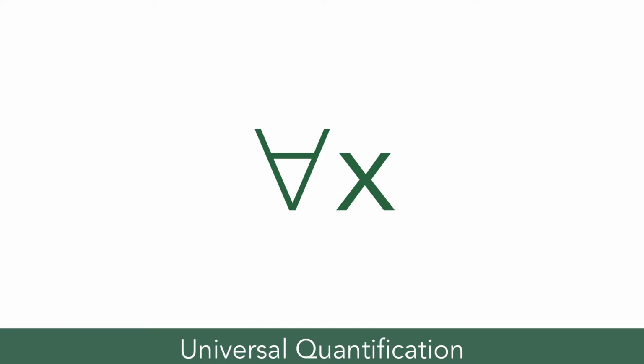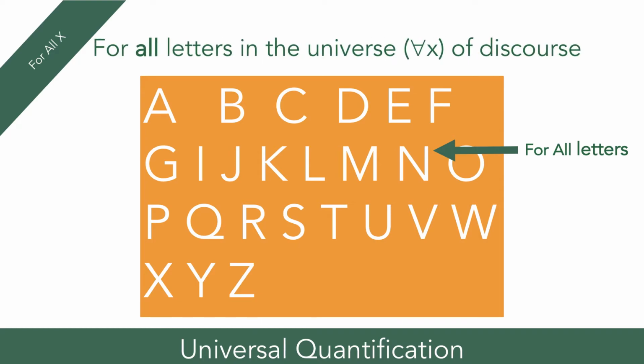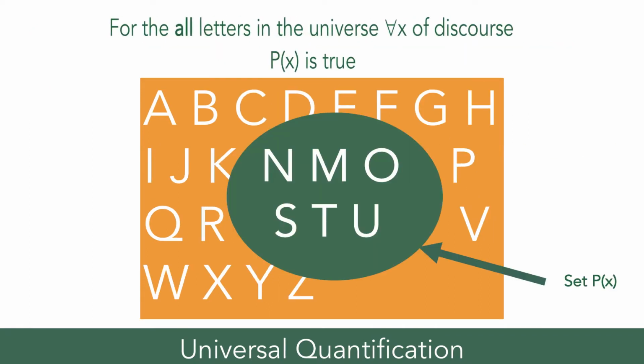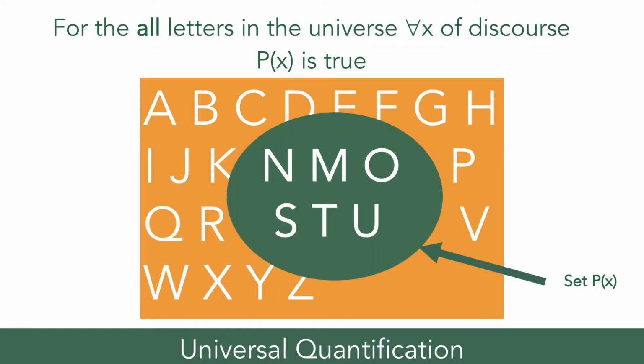Now, let us move on to universal quantification. The universal quantifier is represented by the upside down A, and x represents members of the set. This example is the set of all letters of the alphabet that are going to be considered. A universal quantification sentence says that for all x in the universe of discourse, which just means the set of all things we want to talk about, P(x) is true. For example, for all x in the English alphabet, the letters in the set P are true because they're a subset of the universal set.